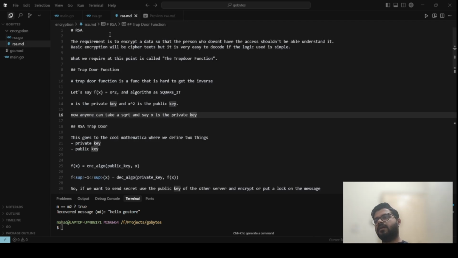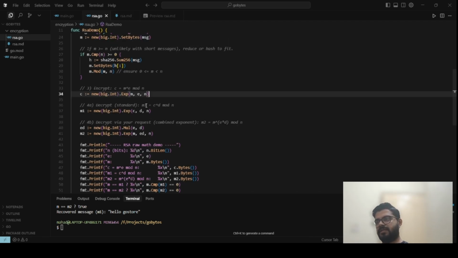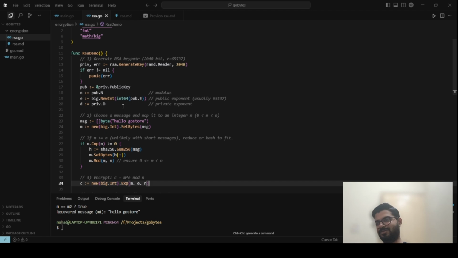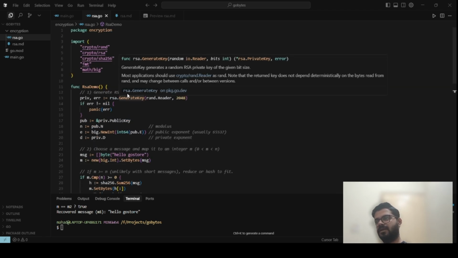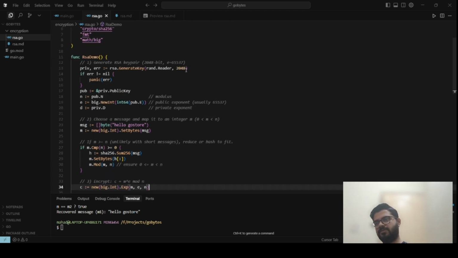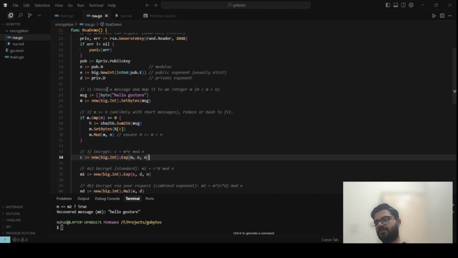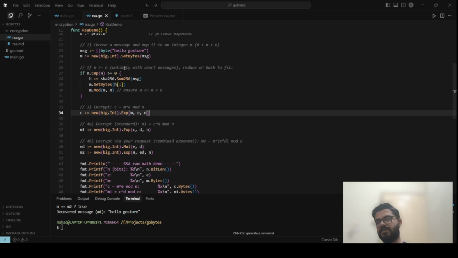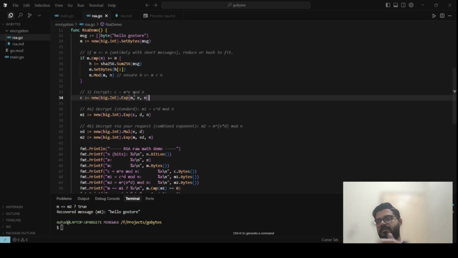Okay, so let's go into the code and see how a computer system might do all of these things. So this is RSA, crypto slash RSA, a package that is already present. It generates a 2048-bit private and public key. You have a message, you have to convert it into an integer, and if it is greater than or equal to n, then you need to reduce it. You need to get it sorted, because if it is greater than or equal to n, then you need this set of operations to do that.